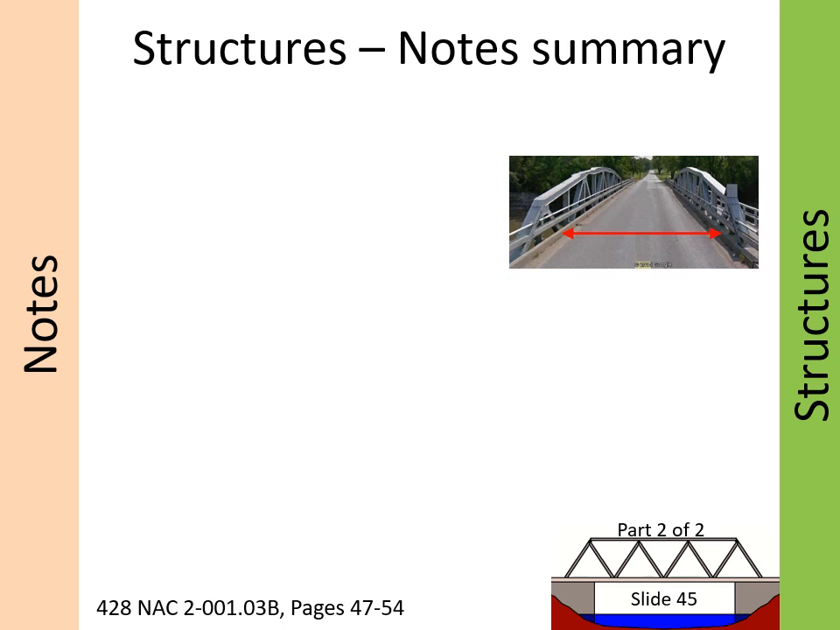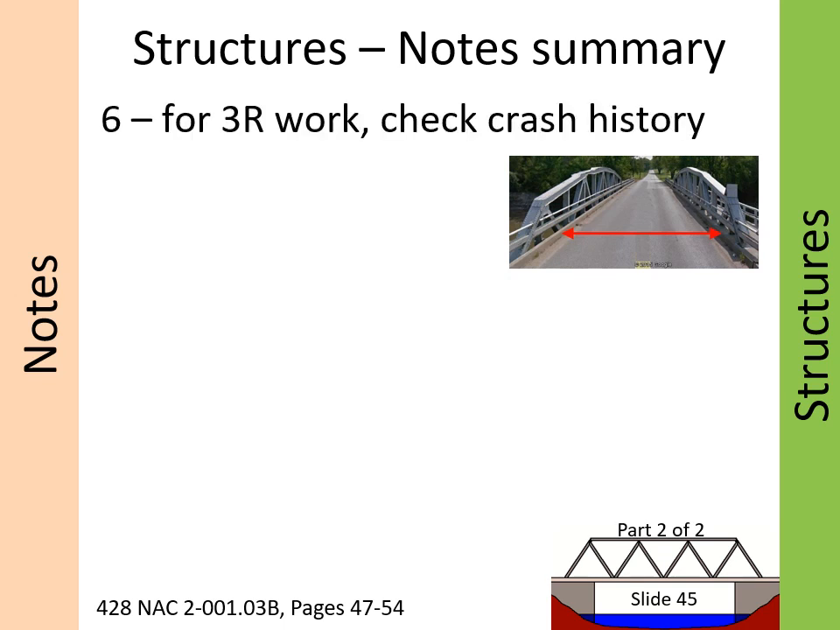This slide is a summary of notes related directly to bridges and other structures. Refer to pages 47 through 54 of the standards. Note 6 is for 3R work specifically. It requires checking crash history to see if clear bridge width is a cause of crashes. The term used in the standards is cost-effective analysis, and a crash history is part of that process.